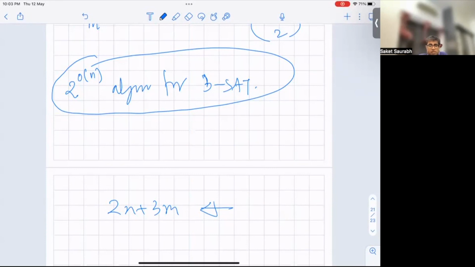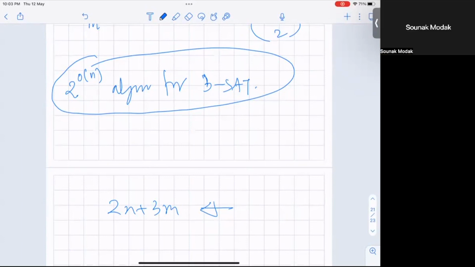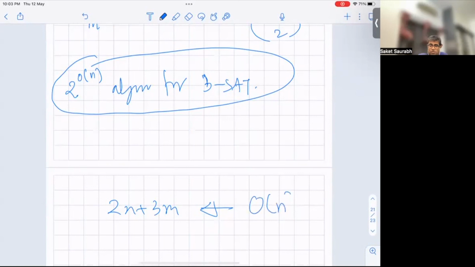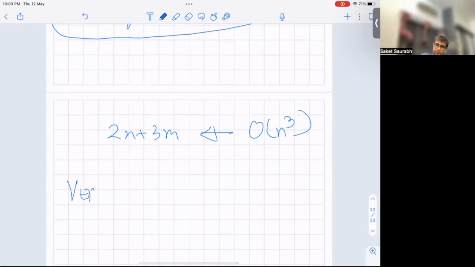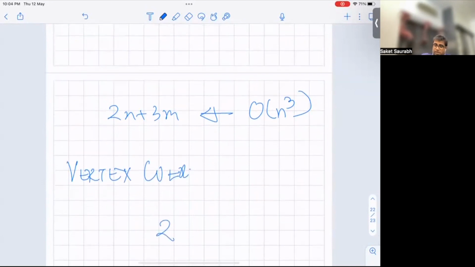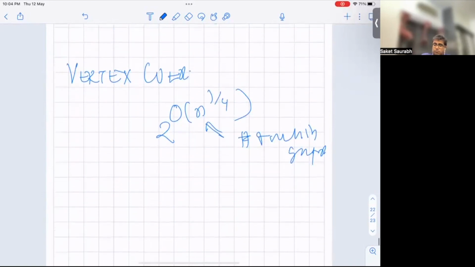How many clauses can an n-variable 3-SAT formula contain? Two n choose 3, which is order n cubed. Fine. So what can you rule out for vertex cover? Can vertex cover have an algorithm with running time where n is the number of vertices in the graph? Unless ETH fails, what can you say?